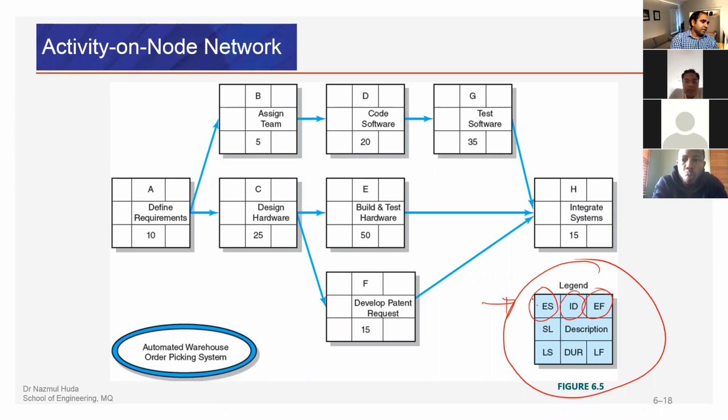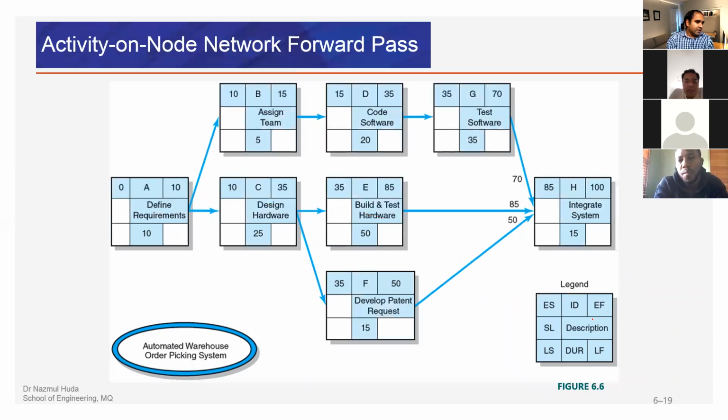Then we saw, in a step-by-step process, how we can form this table using early start and early finish with the ID, and how we can determine the duration. So duration is the difference between the early start and early finish time. And once we are in the next slide, we can see that we can identify the total project duration, how much time it will take to complete the whole project.